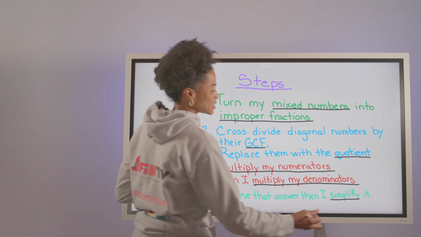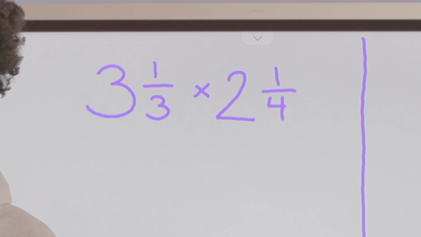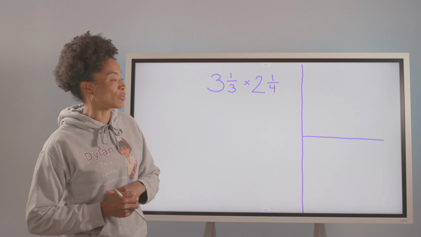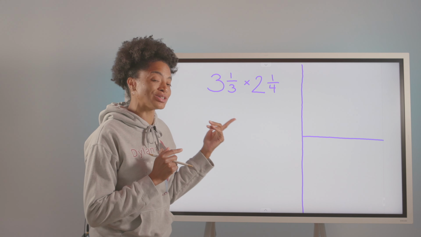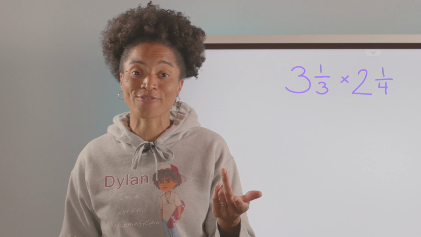All right, let's jump into this example. We have 3 1/3 times 2 1/4. And using the lyrics, what we're going to do is say, please don't doubt me because I know what's happening. Turn my mixed numbers into improper fractions.